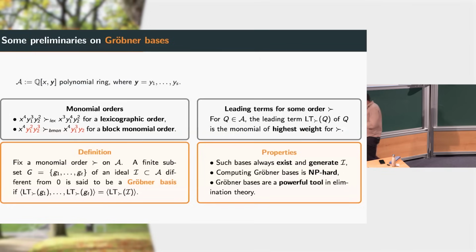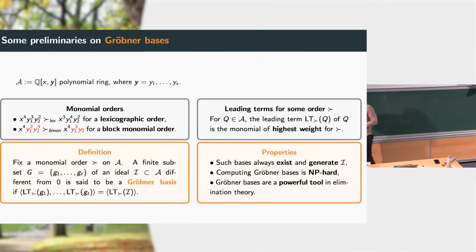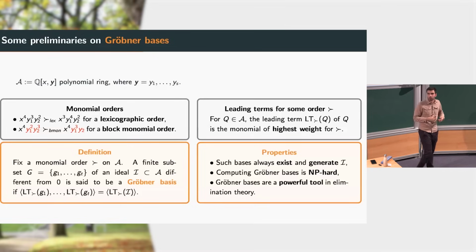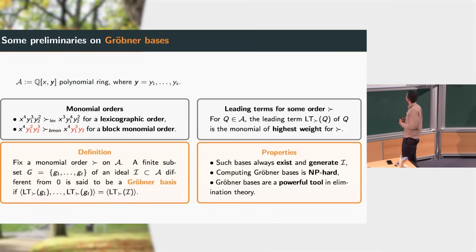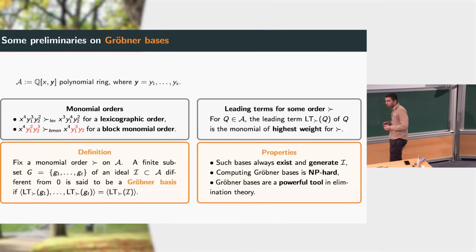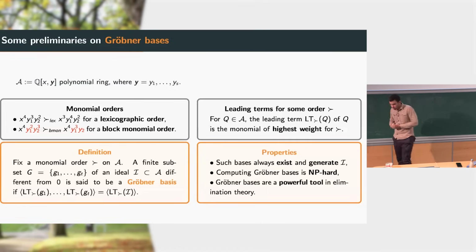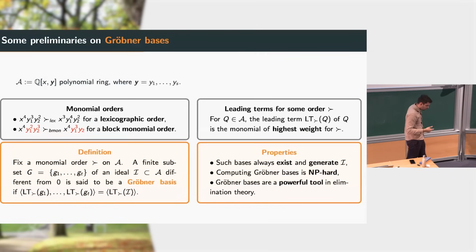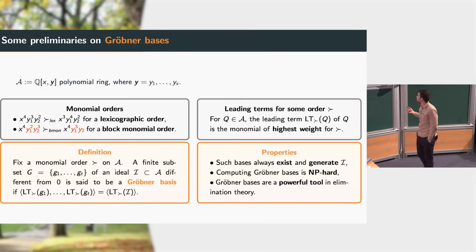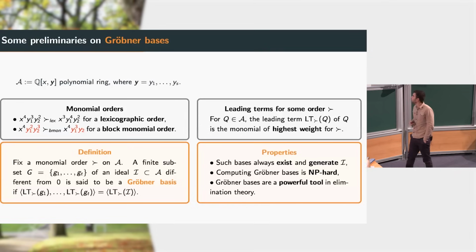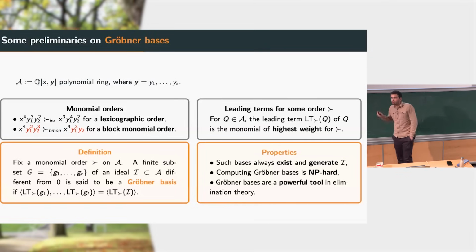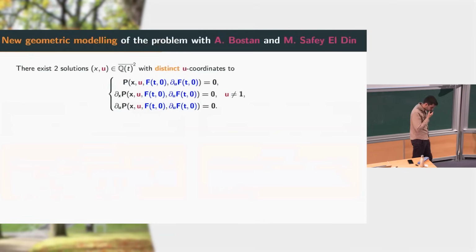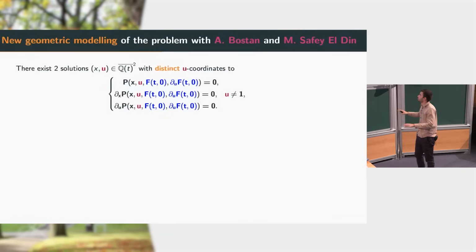Also, in terms of computational difficulty, computing a Gröbner basis is a difficult problem, but there now exist very efficient implementations that can somehow bypass this theoretical result. And why am I using these tools? Because Gröbner bases are a very powerful tool in elimination theory. Starting from this definition, now we are going to do a bit of very elementary geometry.